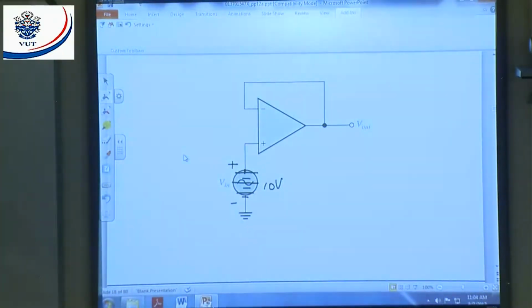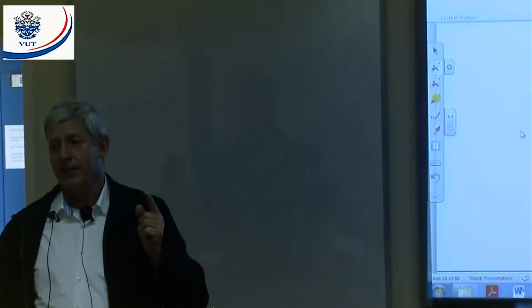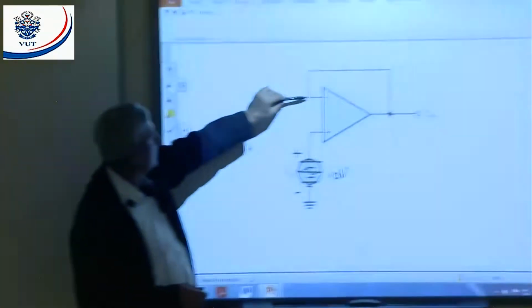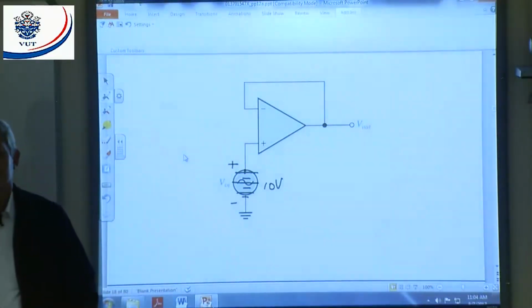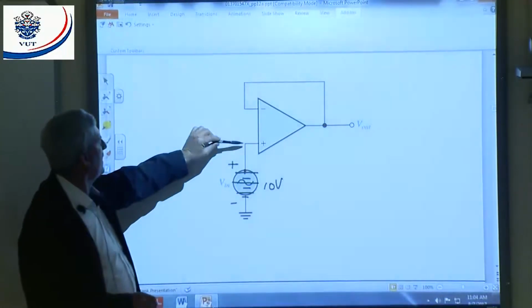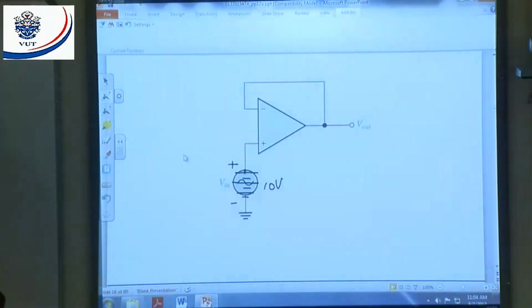No. I say, what is the difference? The difference should be 0. Now, if I want a difference here of 0, what should the voltage be there? Positive 10. When I got positive 10 here and positive 10 there, what is the difference? 0. There's no difference. But if I got positive 10 and minus 10, what's the difference? 20.